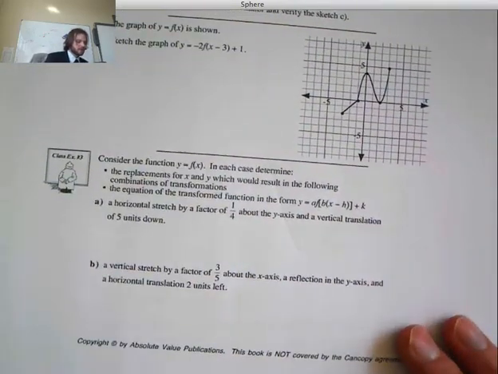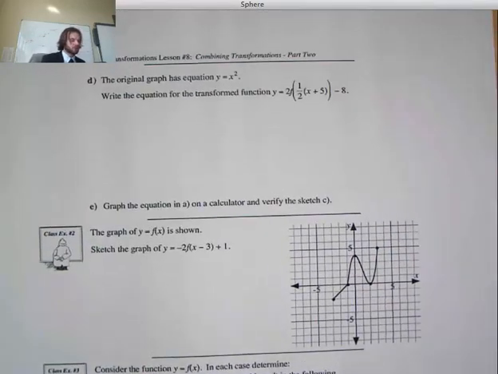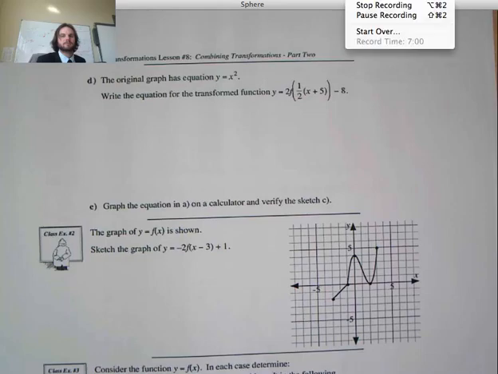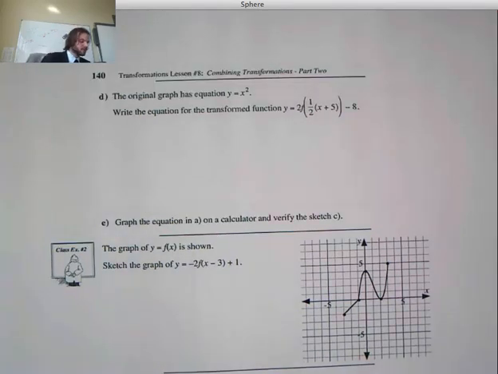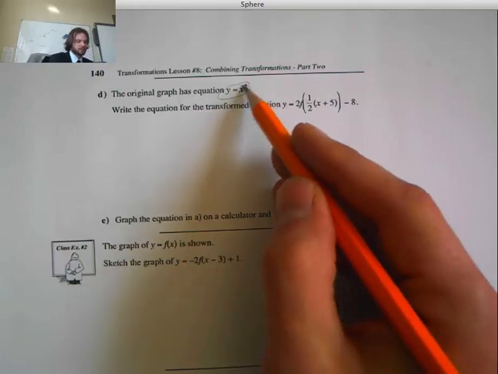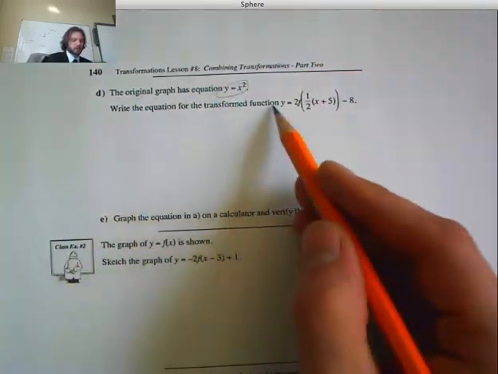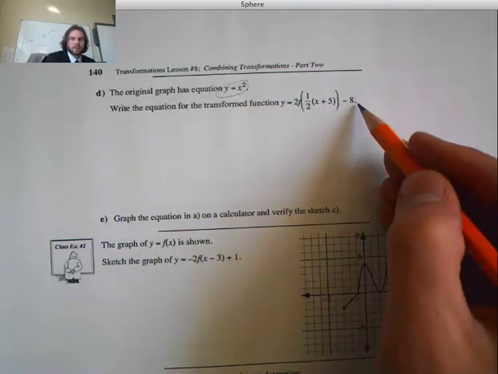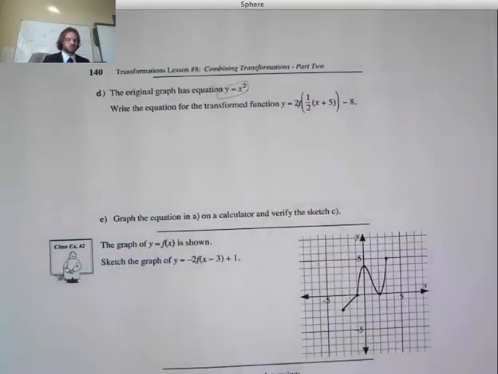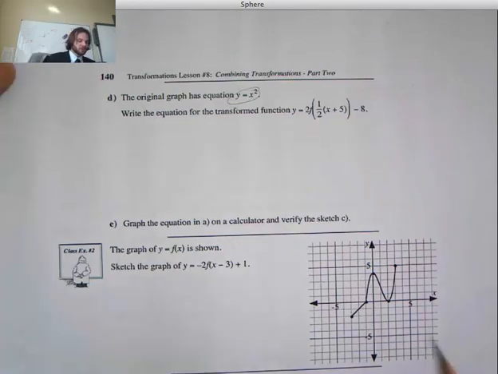Okay. Next part says the original graph has the equation y is equal to x squared. So the next one here, we have y is equal to x squared. So that's like saying f of x is x squared. So it says write the equation for the transformed function. So we're doing all of this to the function. So it was x squared. And this graph here, the original did look like x squared. If we look at it, it looks like x squared. Okay? So let's try this out.